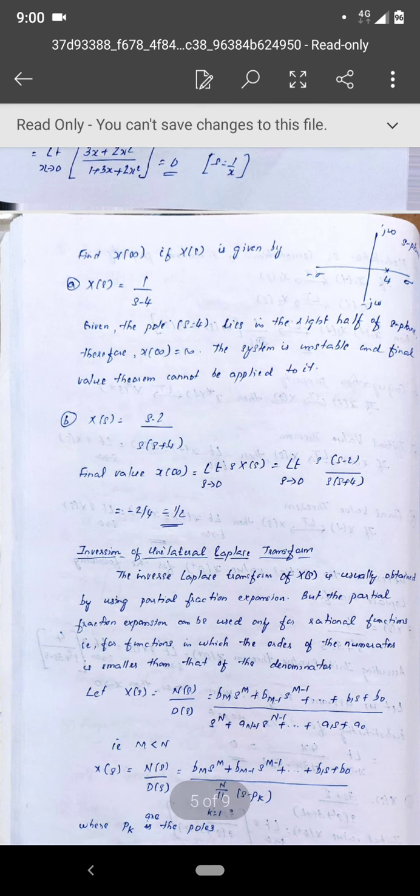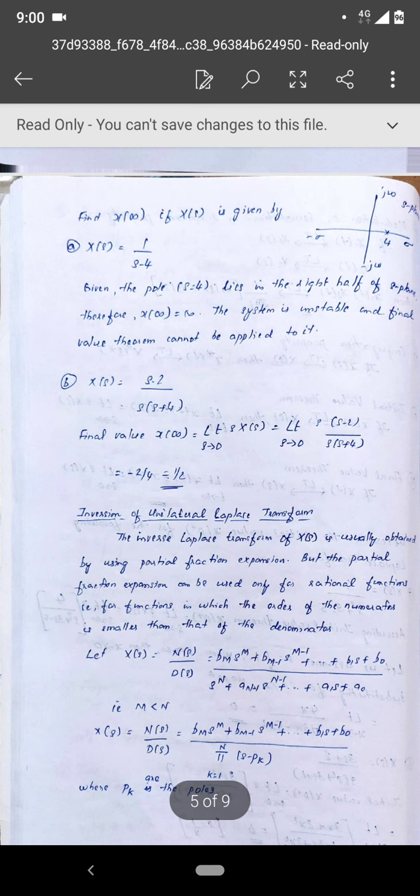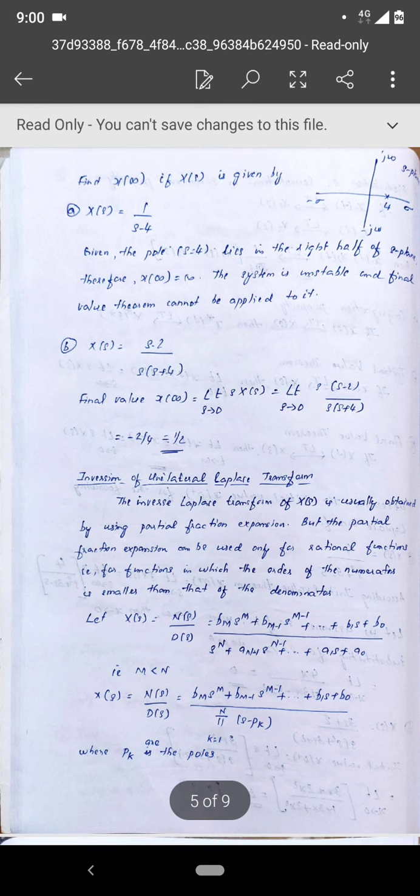Then X of s is equal to s minus 2 over s into s plus 4. Here you can see that the poles are, one at s is equal to 0 and the other at s is equal to minus 4. So the system is a marginally stable system. Why is it called marginally stable? Because we have one pole at the origin. Anytime you cannot work with a marginally stable system, because with any influence of an external factor, this pole can move to the right half.